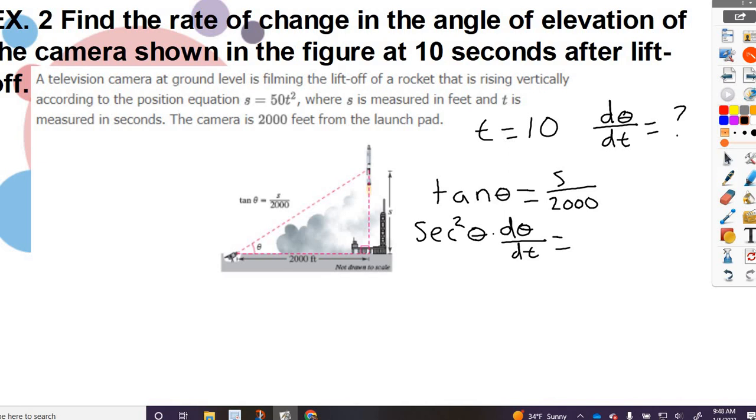So what is the derivative of s? No, s is just s. What's the derivative of just a variable? Just 1, right? But then again, we're taking the derivative with respect to t, so what are we going to have to multiply by? Yes, dt. Are we all okay with that?